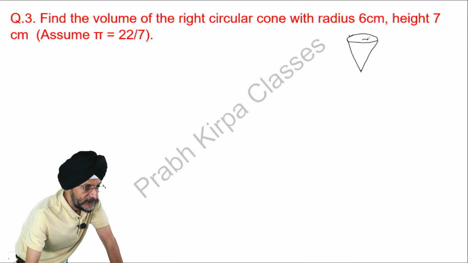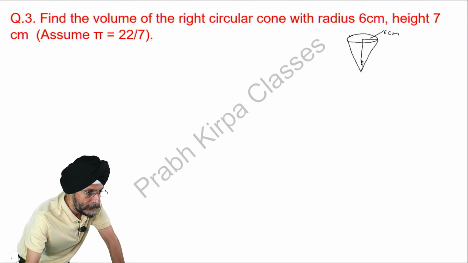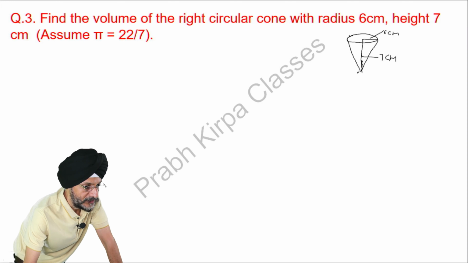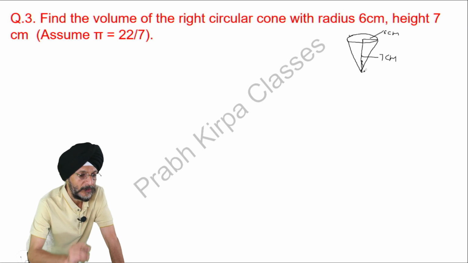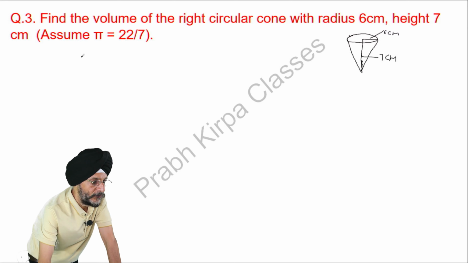This has radius equal to 6 centimeter and this is the height. This height is 7 centimeter. This is radius, this is height, which touches the center of the base with the pointed part. We have to find the volume.